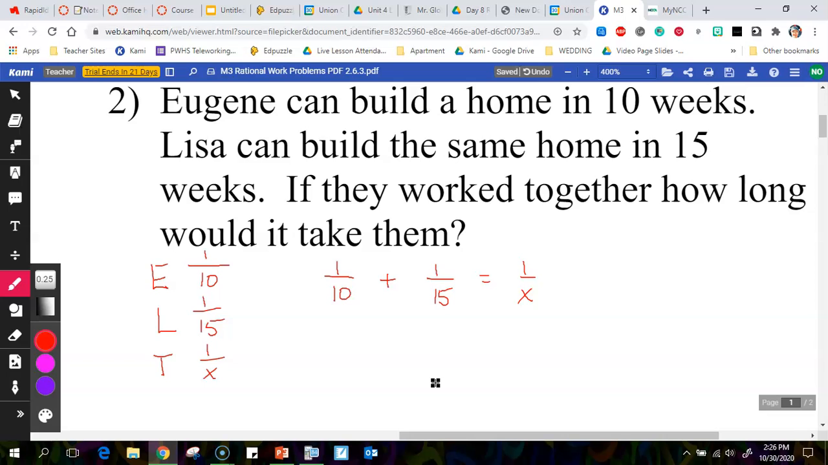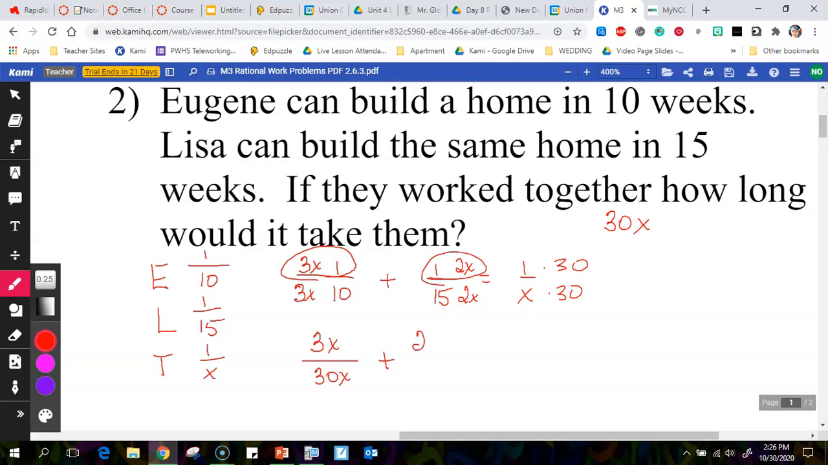What is my LCD, or least common denominator? Here I don't have to multiply the 10 times the 15 because there's another denominator I could use. I could use 30x as my LCD. What do I do to 10 to get 30x? I multiply times 3x. What do I do to 15? Multiply times 2x. And what do I do to x? Multiply times 30.